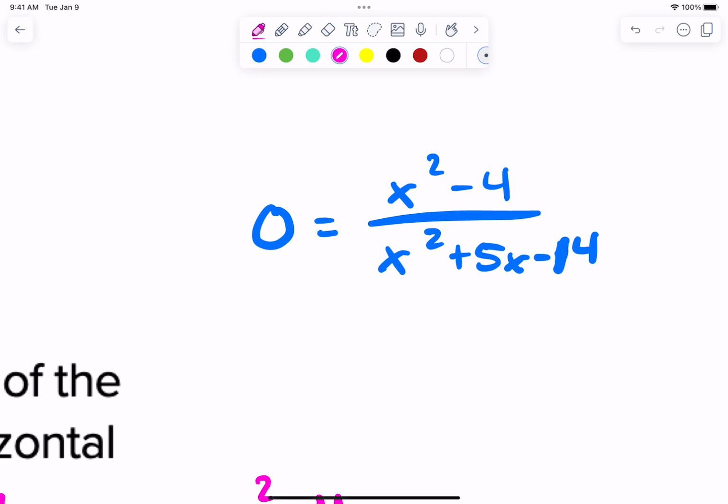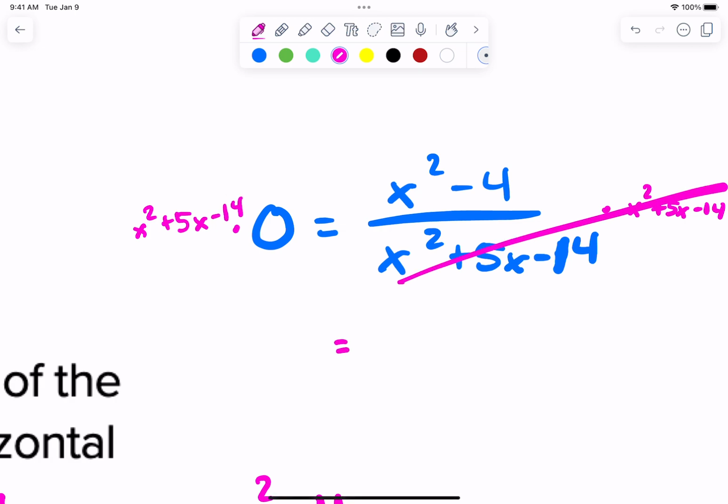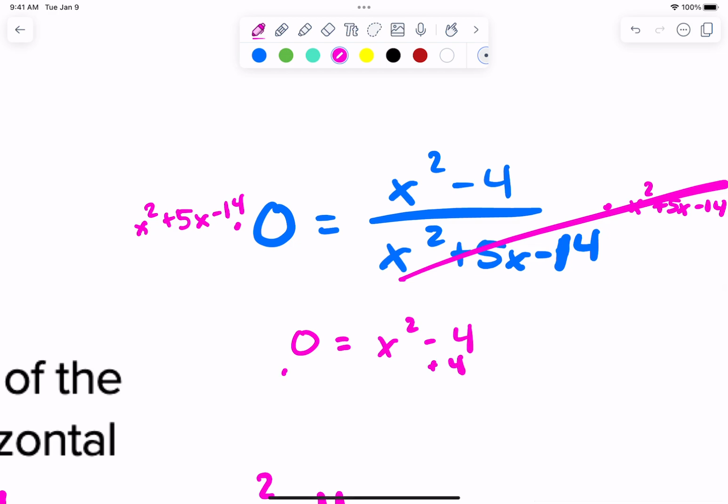Can I multiply the bottom over? That's what Matthew wants to do. Is that what you wanted to do, Matthew? Yeah, I want to get rid of the bottom, right? Can you get rid of the bottom by multiplying it to the other side? Yes. x squared plus 5x minus 14. Guess what? What's 0 times that junk? Nothing. 0. Okay, the whole bottom goes away. Boom.